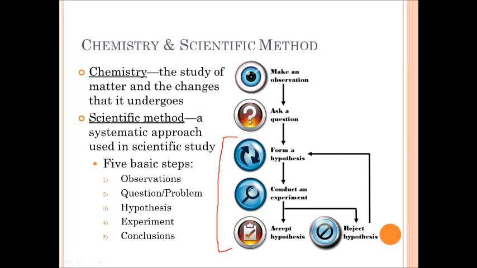Now, chemistry itself is the study of matter and the changes that it undergoes. And like all other sciences, we use the scientific method as the basis of chemistry. And as just a review, a scientific method is a systematic approach to study science. According to your textbook, there are 5 steps.